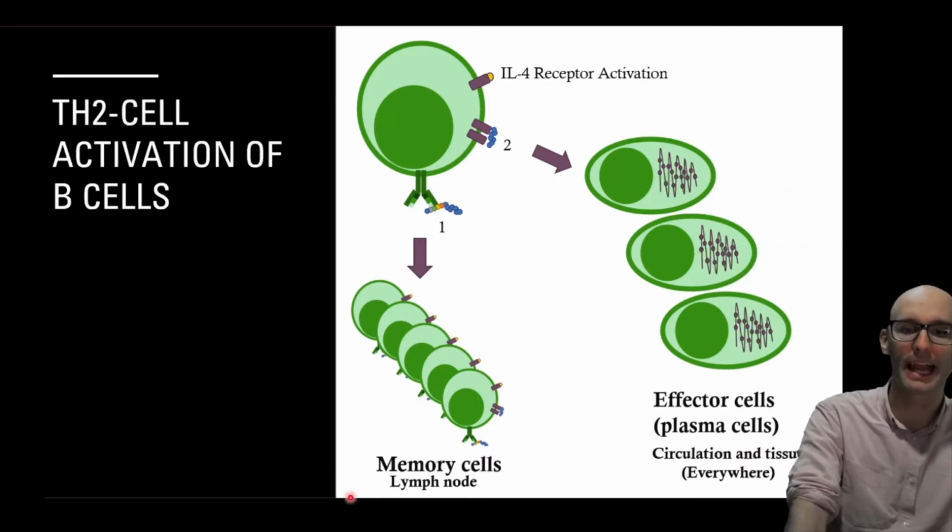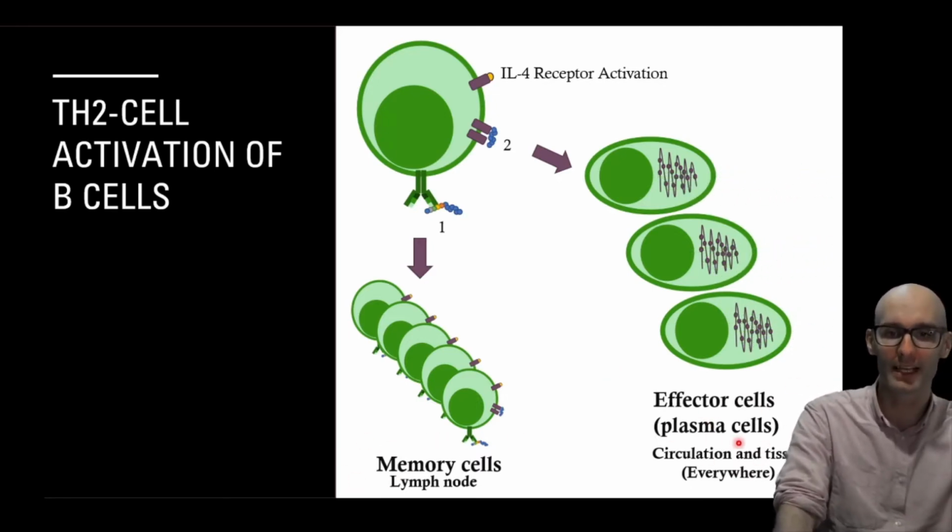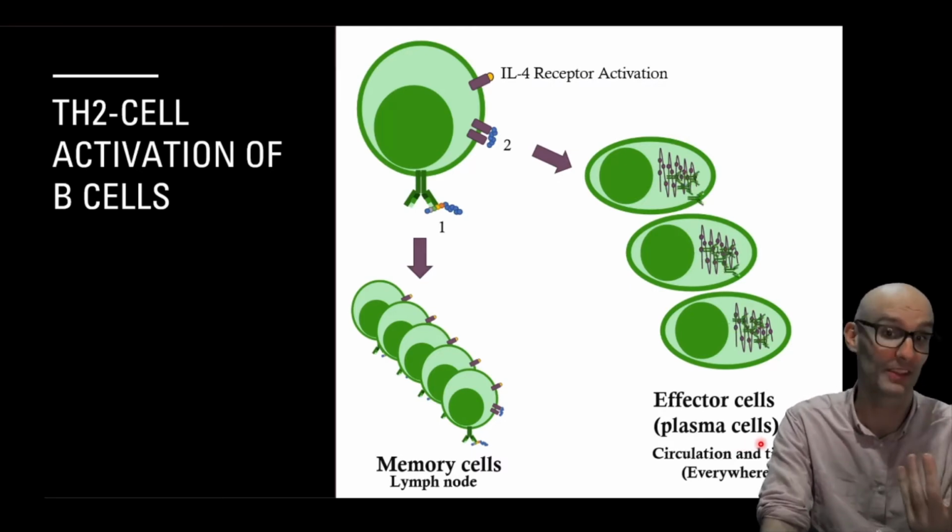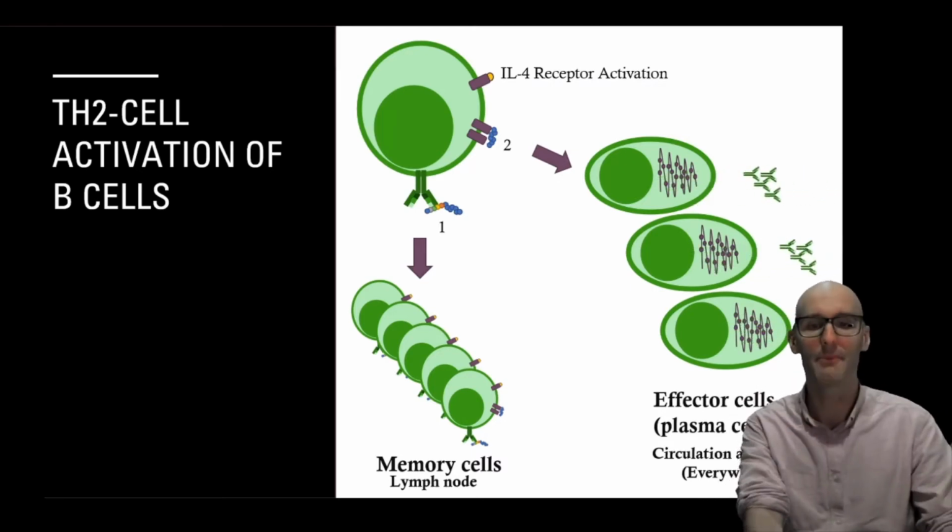The memory cells typically hang out in the lymph nodes, whereas the effector cells or the plasma cells flow around the plasma, funnily enough. And so they can be detected in the blood.